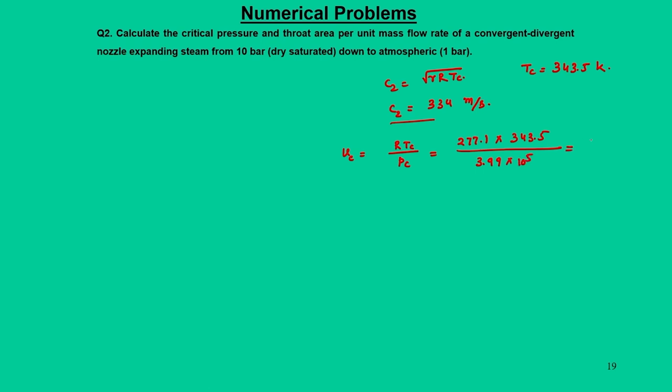So, this is 0.2385 meter cube per kg. So, then we have m dot equal to A2 C2 by V2, which means our main intention is to find out what is m dot by A2.